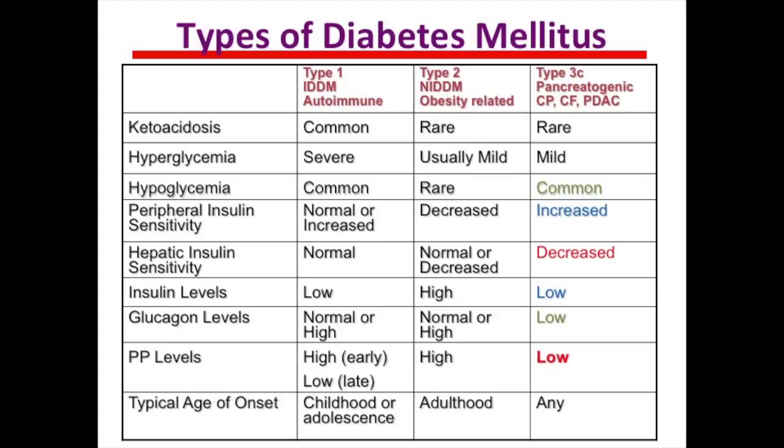It is indeed a very different form of diabetes, and this table just sort of characterizes some of the principal differences. Clinically, ketoacidosis is very rare in type 3C diabetes. Hyperglycemia is relatively mild compared to type 1. But as you know, hypoglycemia is very common, and in fact, this is due, as we'll talk about, to the combination, the peculiar paradox of increased peripheral insulin sensitivity due to relatively low insulin levels and decreased hepatic insulin sensitivity, and we'll talk about the reasons for that.